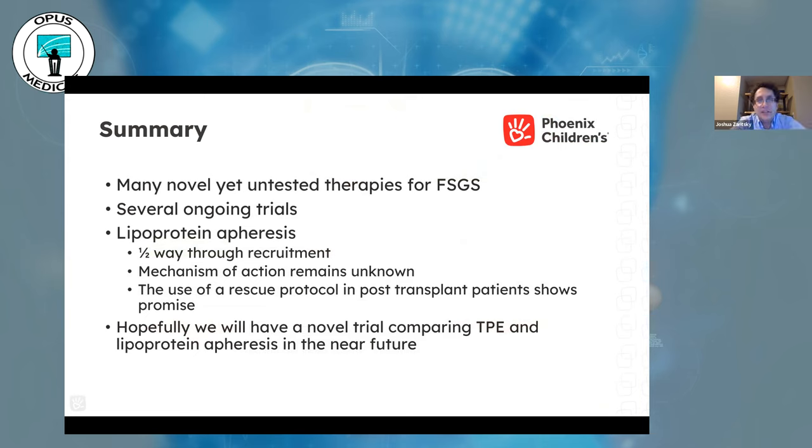So as I mentioned, there's several novel yet untested therapies for FSGS. It's sort of an exciting time for nephrology, in that for several of the sort of untreatable diseases in the past, including IgA and FSGS, we're starting to see new therapies come on the market. So it's exciting. There's several ongoing trials. One of them, of course, is lipoprotein apheresis, the post-approval trial, which is in pediatrics about halfway through recruitment. I don't know the adult side.